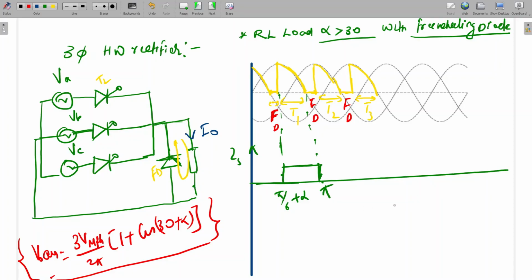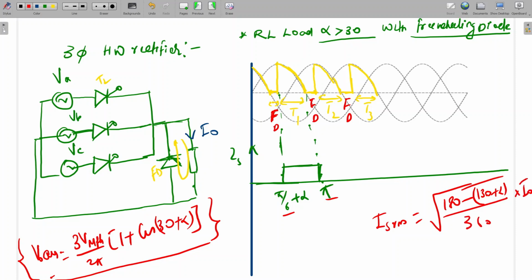So what will be the RMS current here? IS RMS will be pi minus 30 plus alpha, so it will be 180 minus 30 plus alpha divided by 360, into I naught. So it will be I naught into 150 minus alpha divided by 360. Is it clear?